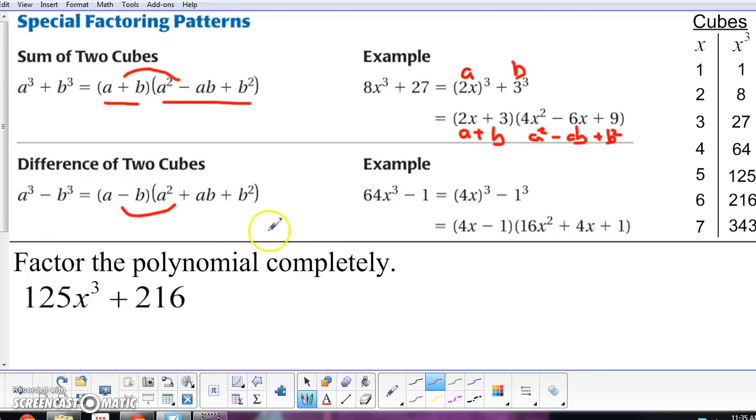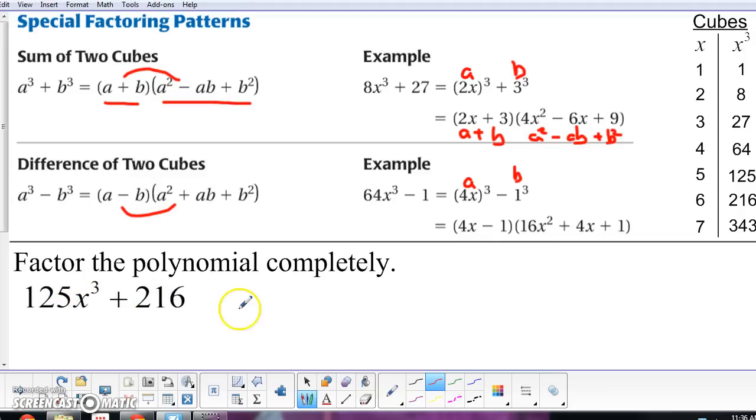The difference of two cubes pattern, same thing going on. I have a cube here minus another cube here. I recognize what did I cube to get 64x cubed? Well, that's 4x. What did I cube to get 1? Well, that's 1. So a minus b times a squared plus ab plus b squared. Here's my expression. Let's put that to work.